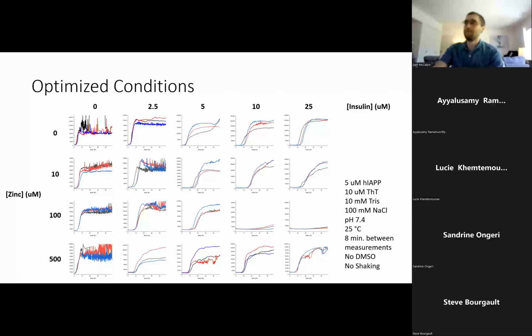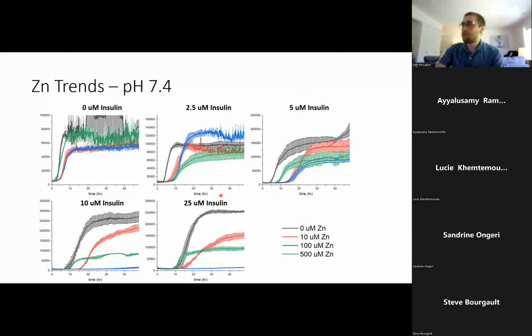So I came to the conclusion that, in my hands at least, the optimal conditions for at least these 3 parameters, there are a bunch of things that I, of course, didn't try, is that this longer measurement frequency with no organic solvent and no agitation. And we can see that when I average the replicates and put the error bars on, the curves may not look perfect or totally aesthetically pleasing.